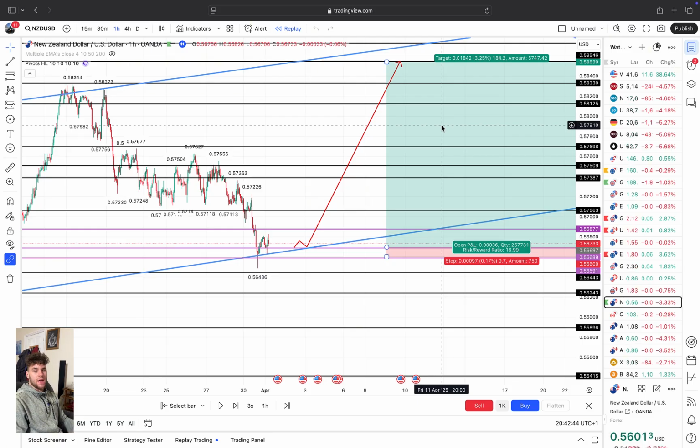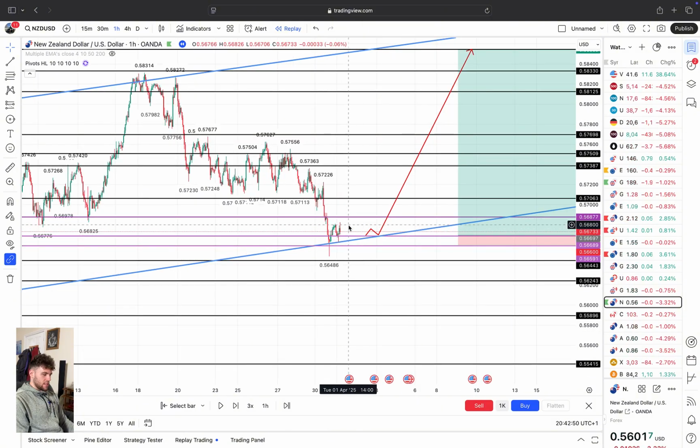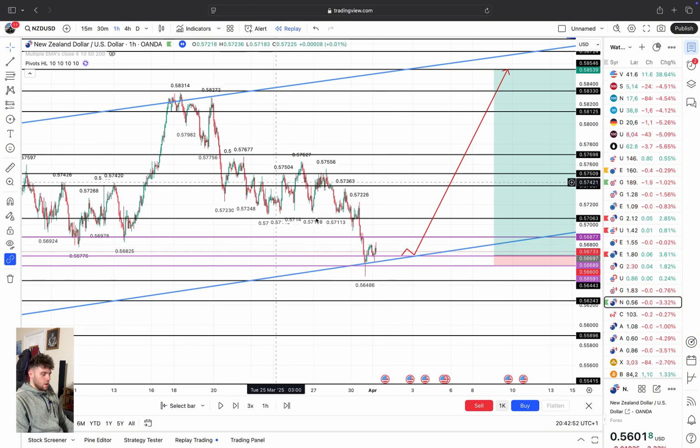You're not going to see many of them come up. So this is like a dream setup. So yeah, let's go back to this. As you can see, I have my confirmations here. One confirmation: we've rejected this area once, right?